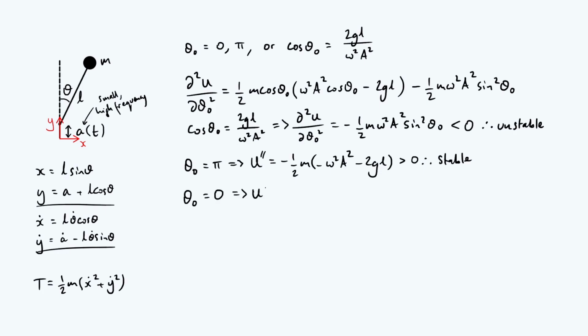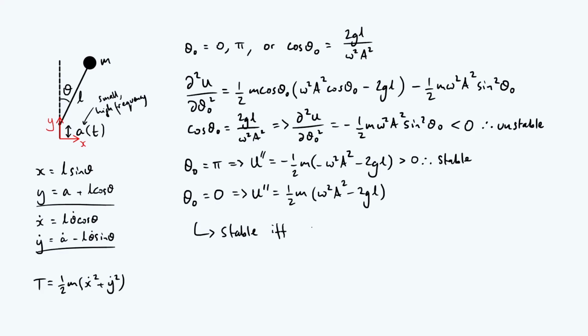Well, our u double dash is, cos of 0 is just 1, and so I've got a positive half m outside the brackets. Again, cos of 0 is 1, so we've got plus omega squared a squared minus 2gl in the brackets. Again, sine of 0 is 0, so that bit disappears. And you've got two terms in the brackets that have opposite signs, and so the stability of this point can vary depending on how high the frequency is. Now, the condition for stability is that we've got a minimum in the potential, and therefore this quantity is positive.